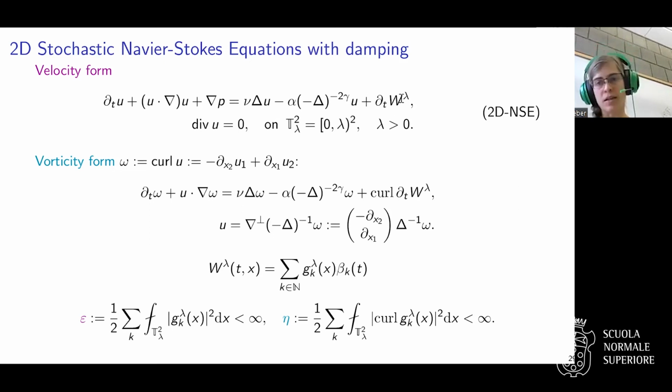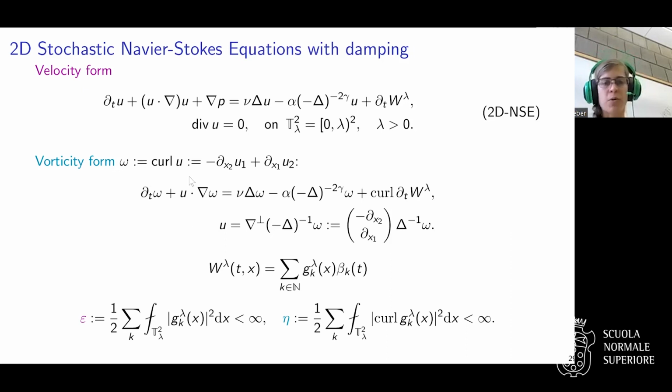Instead of having the Wiener process from before, we make it slightly more general of this form. Again, beta k are one-dimensional Brownian motions, and g k lambda are smooth, mean zero, divergence-free functions. And if you just chose what we had before, then it wouldn't work out so well with changing side length of the torus. So you need some additional technical assumptions on g k, but they are not very strict.